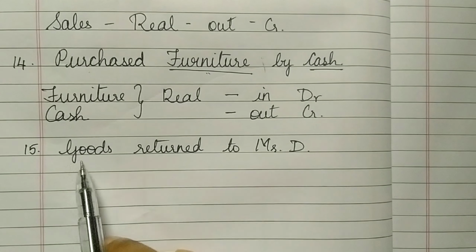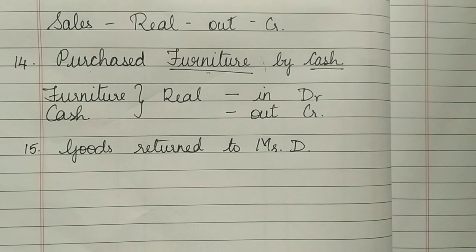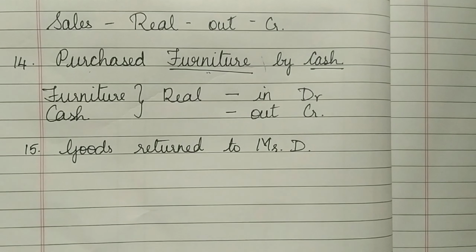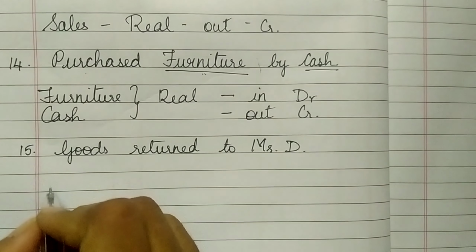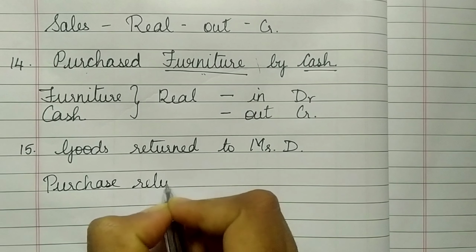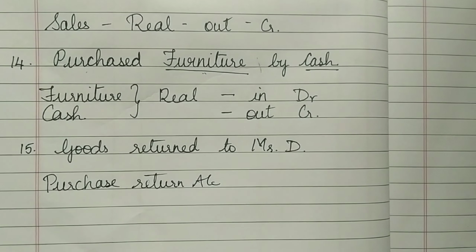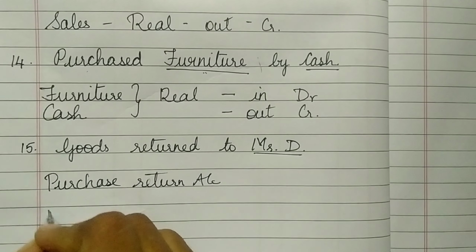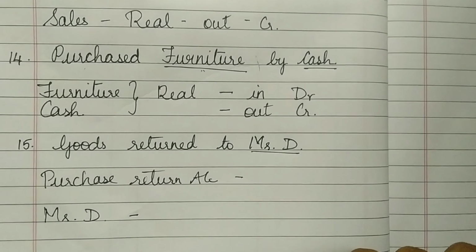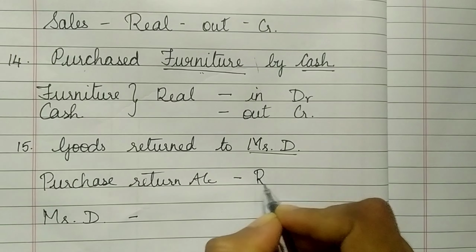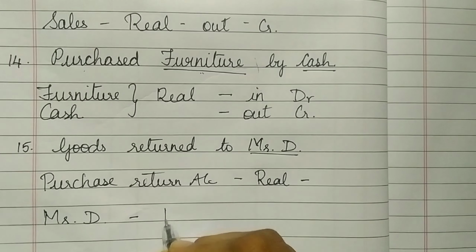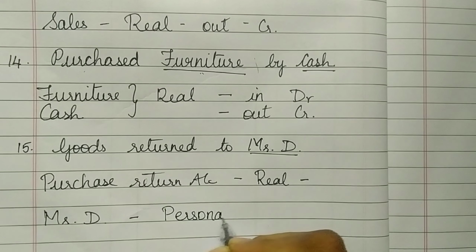Next transaction, we are going to see goods returned to Mr. D. Goods returned to Mr. D means we have purchased from him and we are going to return it back to him. So that is called purchase return account. Likewise, Mr. D is there. So Mr. D is going to be one of the accounts. Here no cash is involved, therefore purchase return account and Mr. D account. Now purchase return account, again I can refer to it as a real or a nominal account, but I am taking it as a real account. And Mr. D is a name, so personal account.